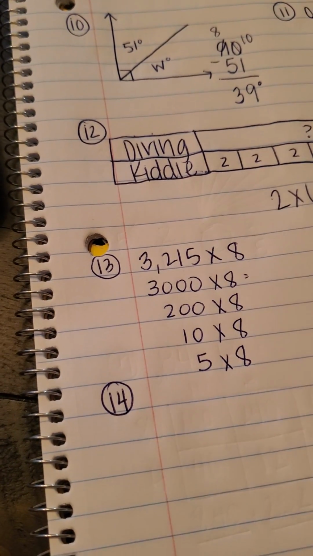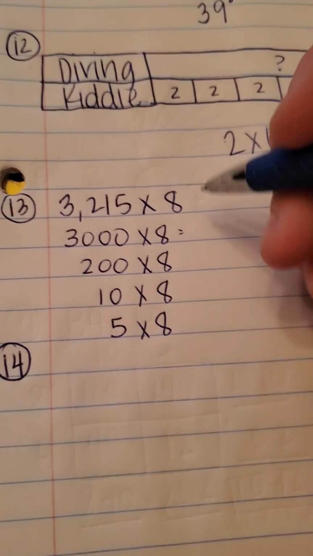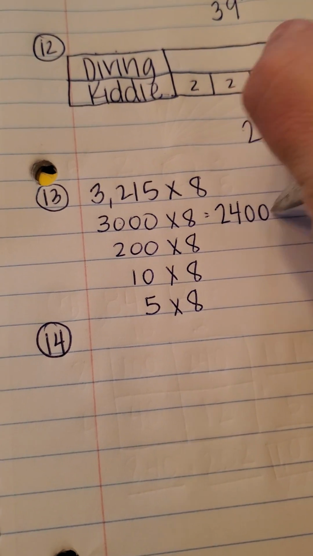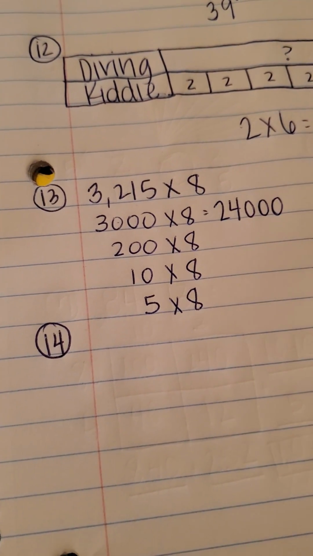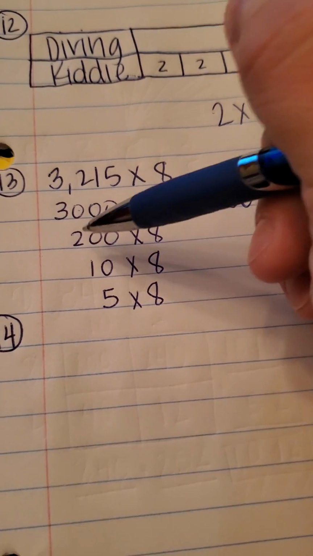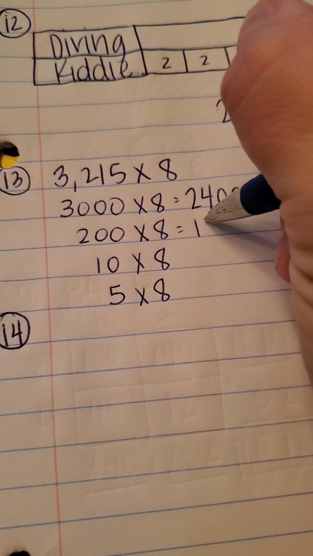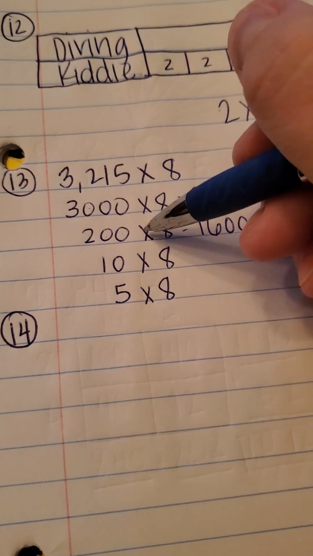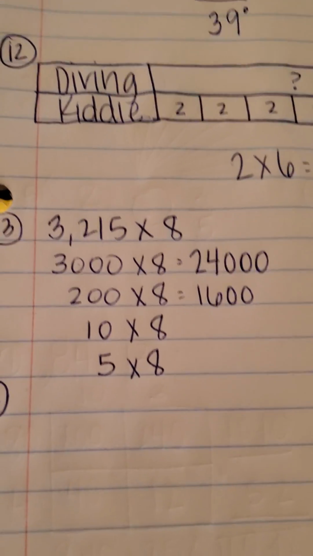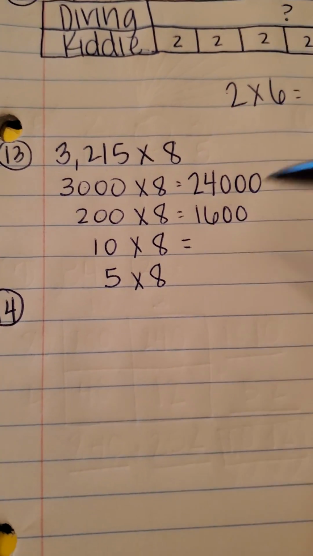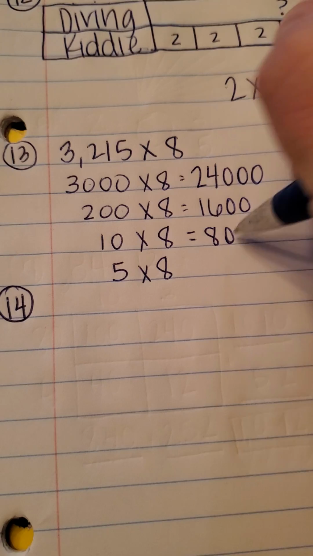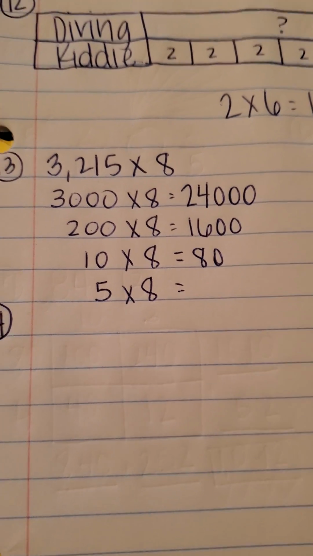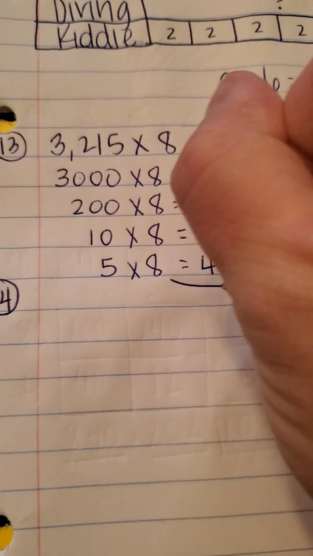So 8 times 3 is 24. That is correct. And I'm going to add 1, 2, 3 zeros to the end. So 3,000 times 8 is equal to 24,000. 8 times 2, that is 16. And I'm going to add 1, 2 zeros. So 200 times 8 is 1,600. 10 times 8, that is 80. And 5 times 8 is 40. That is correct. Now we're going to add them all up.